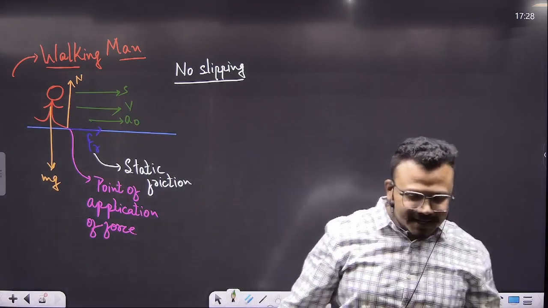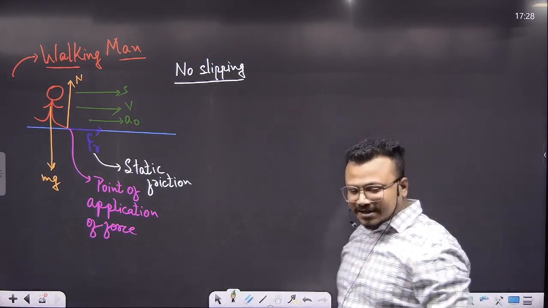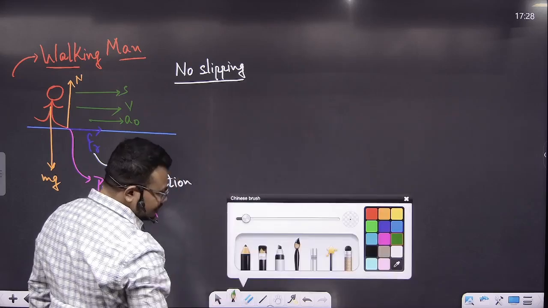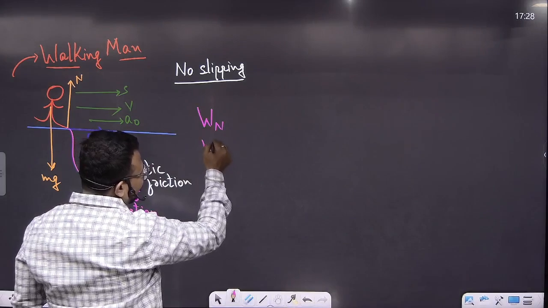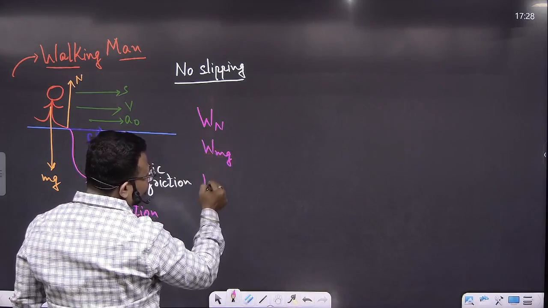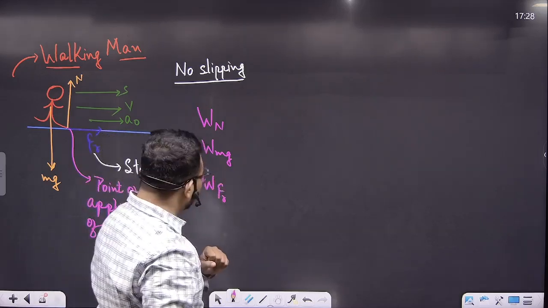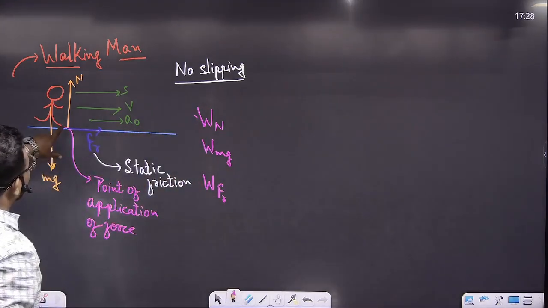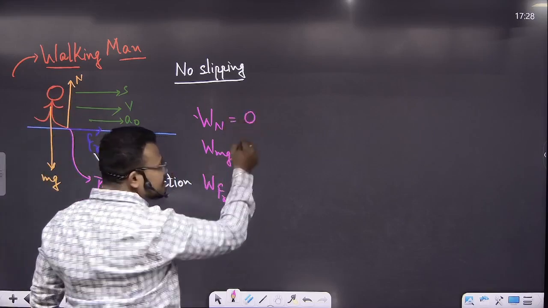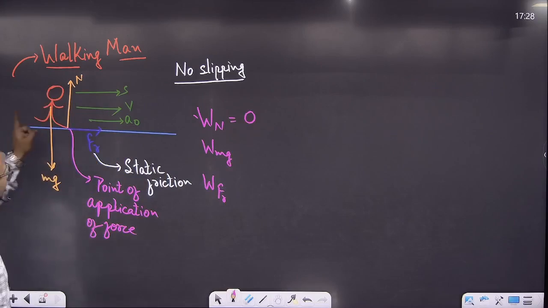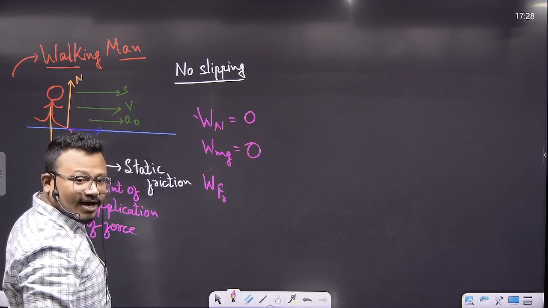When we have taken the no slipping condition, if I ask you what is the work done by normal? See here, I am writing these things: work done by normal, work done by mg, work done by static friction. For normal, the displacement is at 90 degrees, so work done by normal became 0. mg is acting down, displacement is in this direction, so work done by mg became 0. Are you getting my point, everyone?